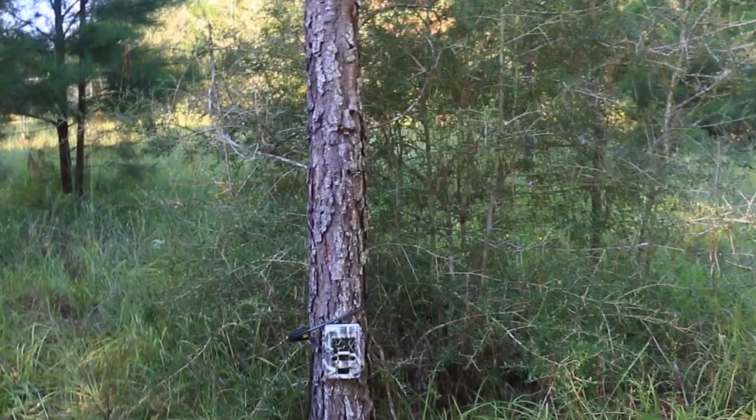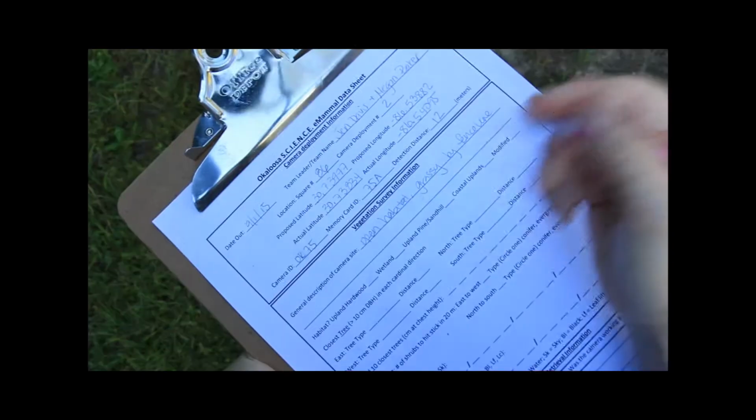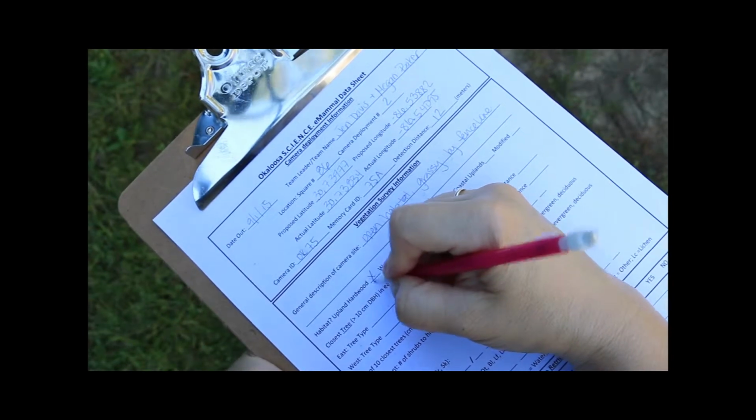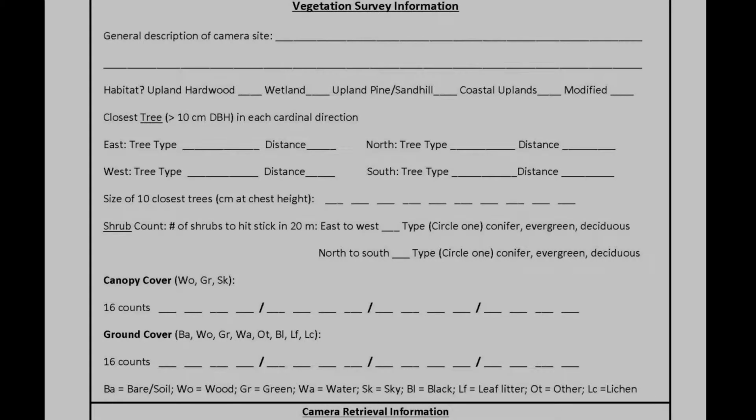In our example camera site here, you can see there are pines, but there are also a lot of mixed vegetation, so we're going to call this one upland hardwood. The next section is the closest tree that is greater than 10 centimeters in diameter, which is one collar block on your 1 meter poles that you were given at the training, in each cardinal direction.